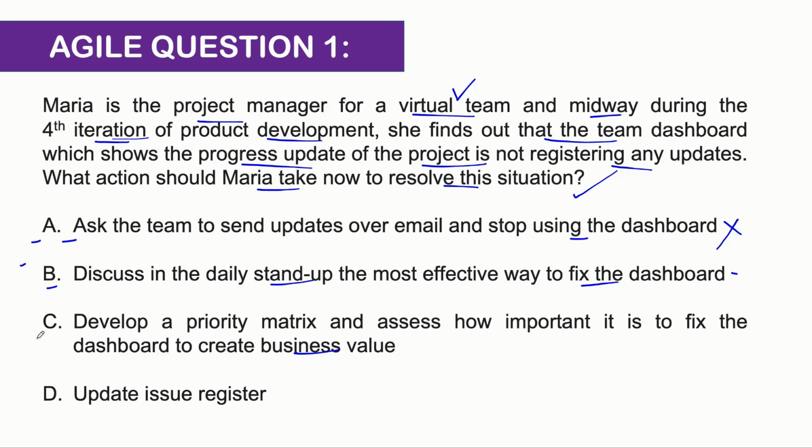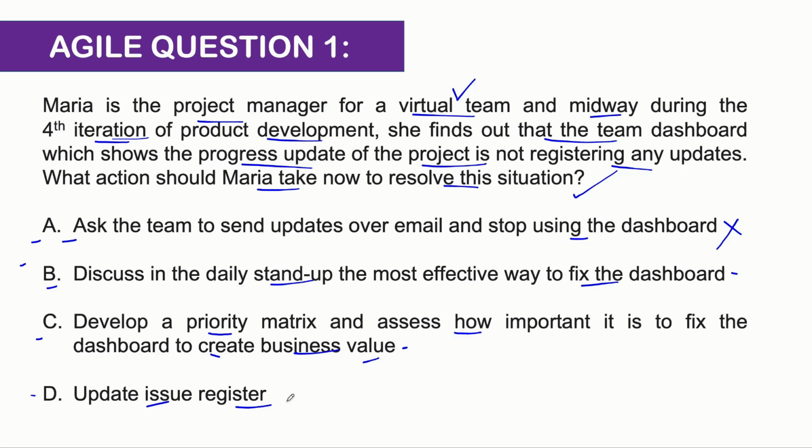Now let's go to option C. Develop a priority matrix and assess how important it is to fix the dashboard to create business value. Now this can also be a possible option guys. You can argue that a priority matrix is important and in the end you need to assess how important it will be to help create business value. So C is a potential option guys, and we'll hold this option for now. Option D. Update issue register. Now if you know what an issue register is, whenever there is a risk which was anticipated and it converts into an actual issue in the project, you go and update the issue register. So you should know the difference between when to update a risk register and when to update an issue register.